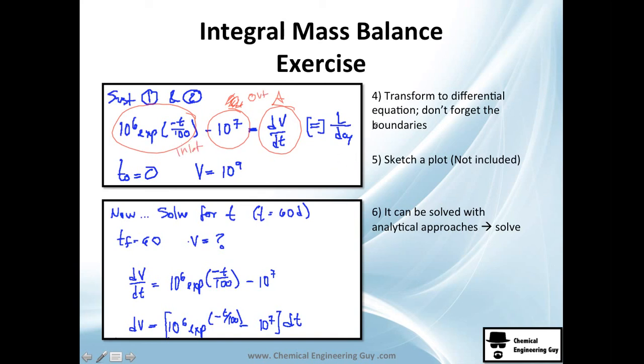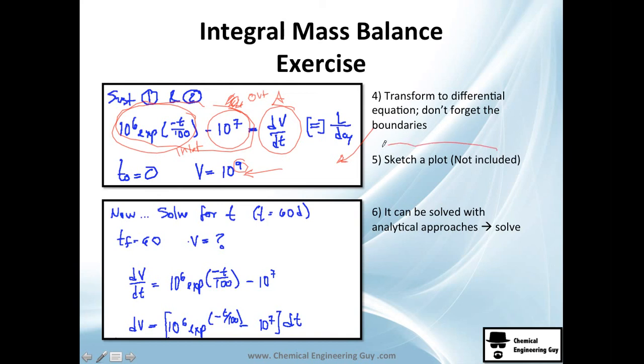And we transform these to differential equations. So we only have our derivative here, we have our function here. We only need to add the initial state. And they tell you the initial state is 10 to the 9. So we are ready to solve it.